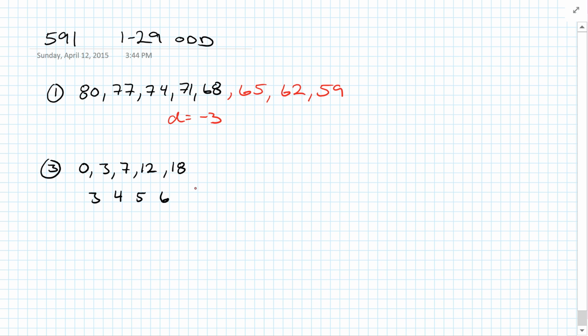So the next three terms, we would add 7 to get 25. We would add 8 to get 33. And then we'd add 9 to get 42.